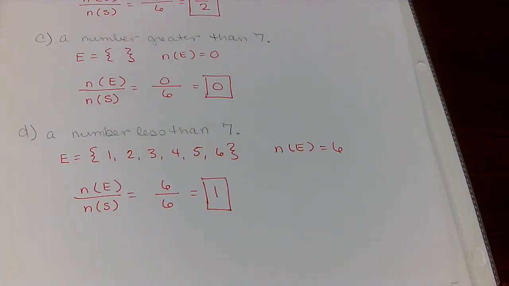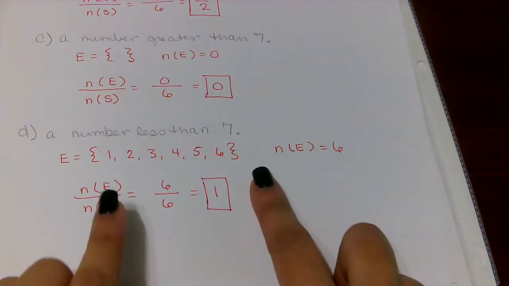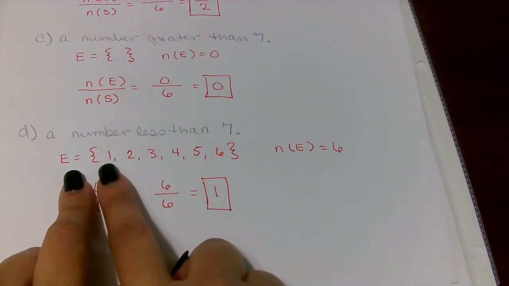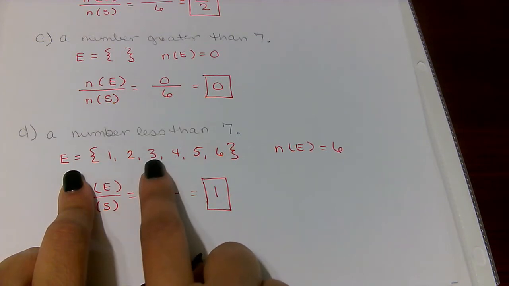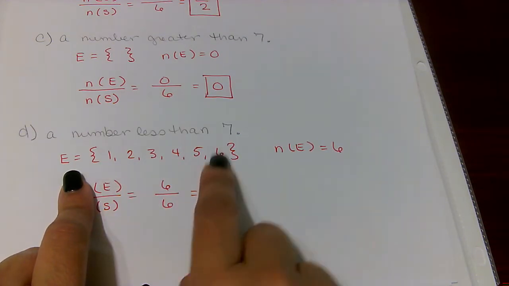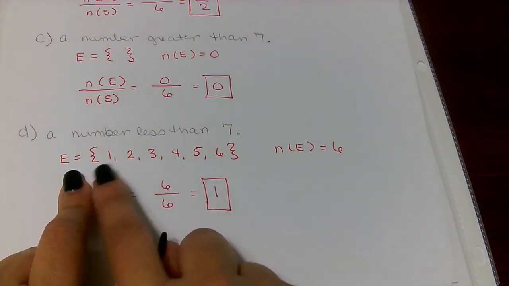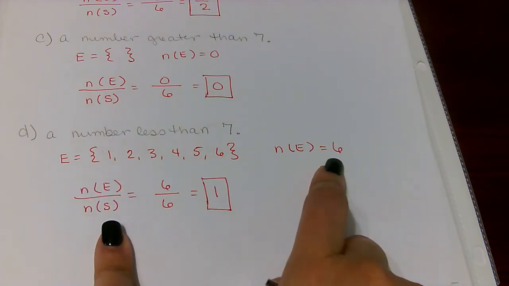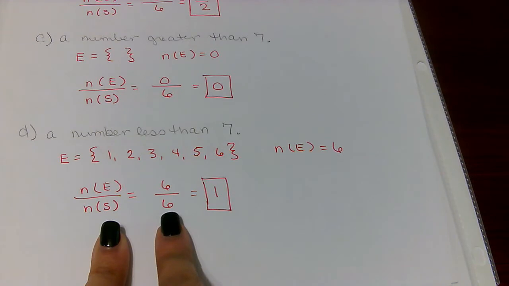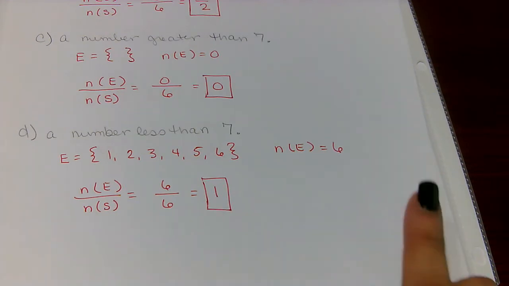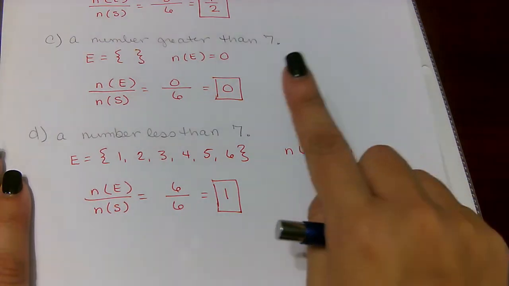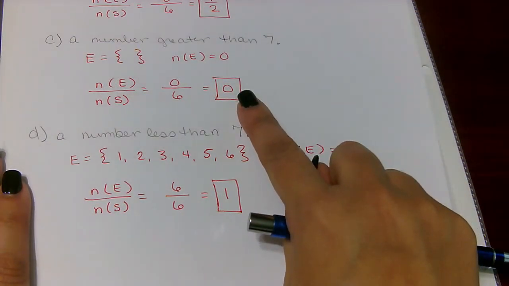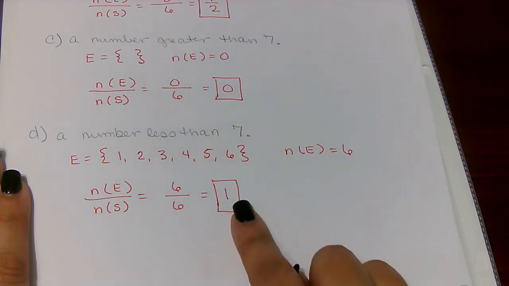Part D says rolling a number less than 7. The event of rolling a number less than 7 would include 1, 2, 3, 4, 5, and 6. Since 6 is less than 7, that would also be included. The cardinal number in this case is going to be 6. So the probability of rolling a number less than 7 will be 6 out of 6, or in other words, 1. A couple of things you should know: you will never get a number less than 0. In other words, there are no negative probabilities. And you will never get a number greater than 1 because 1 represents 100%.